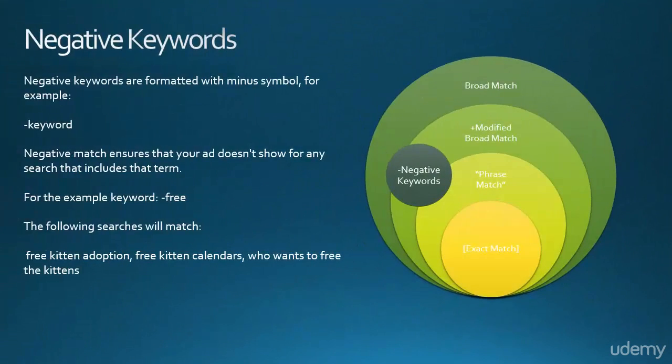Negative keywords are formatted with a minus symbol in front, for example, minus keyword. Negative match keywords ensure that your adverts don't show when a particular search term is included in a search query. Many examples include free or jobs or careers, that you know when people are typing these into Google before your search terms, it doesn't really relate to what you are specifically offering.